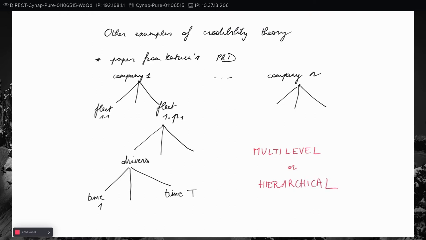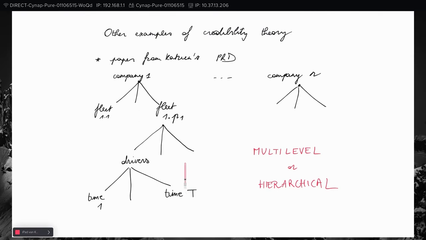Right? So you have several levels here: the level company, fleet, driver, time. These are the different levels. And you've got characteristics which are observable at each of those levels. For example, you can collect the size of the fleet, the size of the taxi company, whether they only have one car or whether they manage 200 cars, etc. But the reason why the credibility comes into play is that at each of those levels, you may have unobservable characteristics that you will try to somehow take into account.